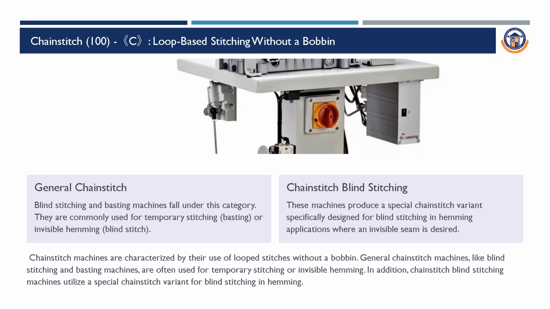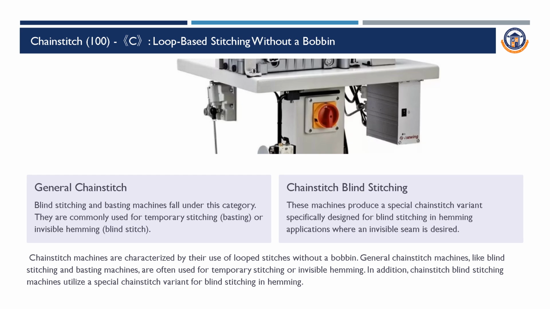Here also we have two kinds. One is the general chain stitch, and the other is chain stitch blind stitching. Blind stitching and basting machines fall under this category. They are commonly used for temporary stitching like basting or invisible hemming like blind stitching. Chain stitch blind stitching machines produce a special chain stitch variant specifically designed for blind stitching in hemming applications where an invisible seam is desired.